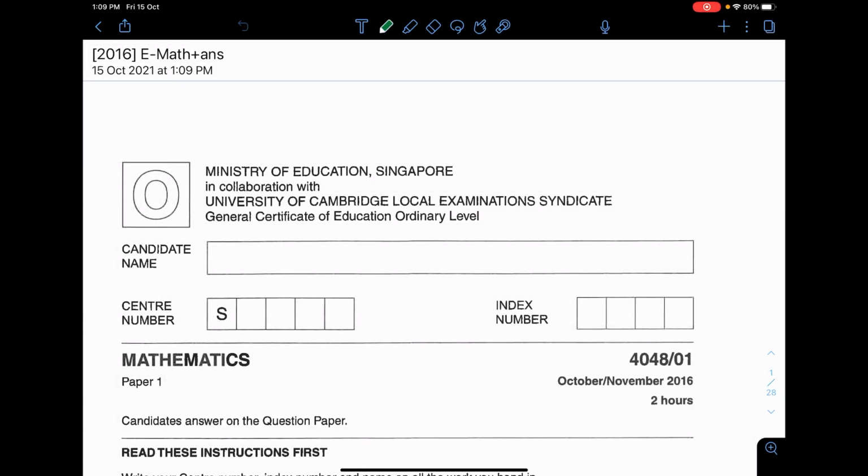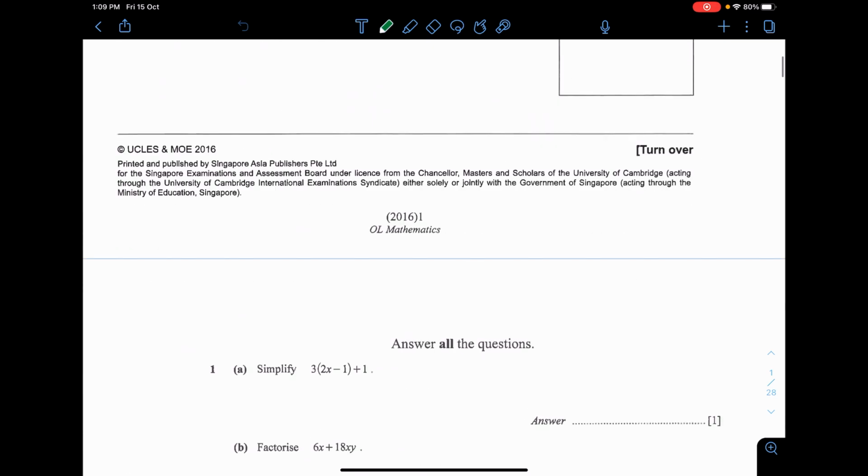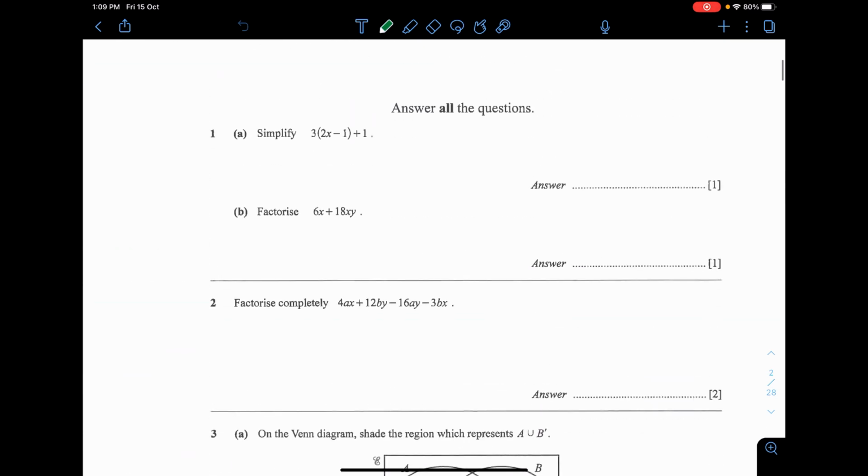Okay, now is the time for the 2016 O-Level E-Maths Paper 1. So maybe this is the last paper I'm going to do for this year. And honestly, maybe this is the starting of the years that the O-Level gets a little bit more creative lah. So yeah, let's finish the yearly O-Level paper.